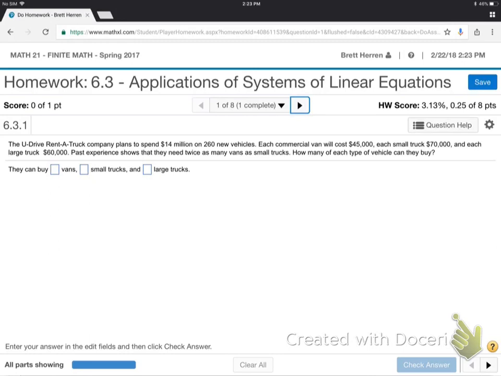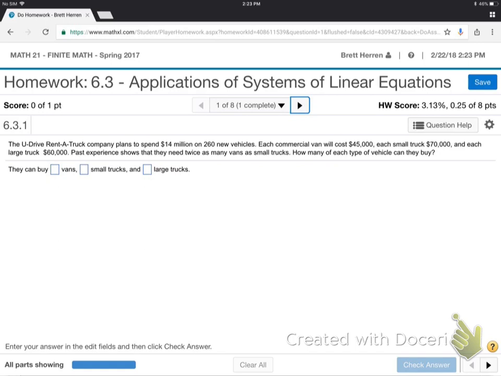The U Drive Rent-A-Truck company plans to spend $14 million on 260 new vehicles. Each commercial van will cost $45,000. Each small truck $70,000. Each large truck $60,000. Past experience shows that they need twice as many vans as small trucks. How many of each type of vehicle can they buy?